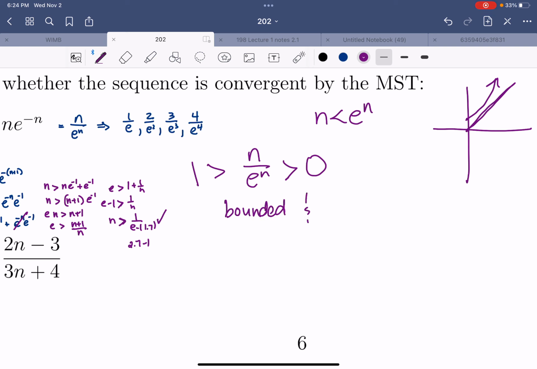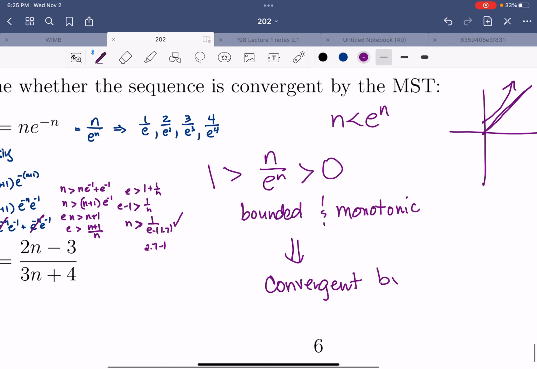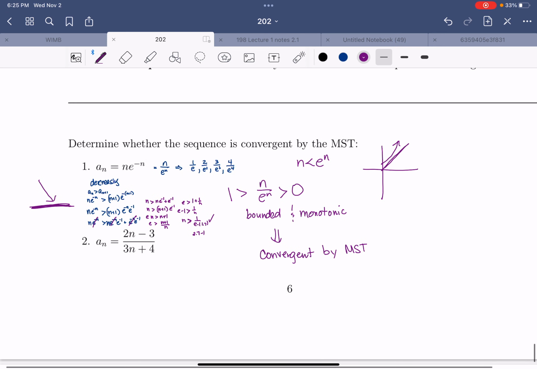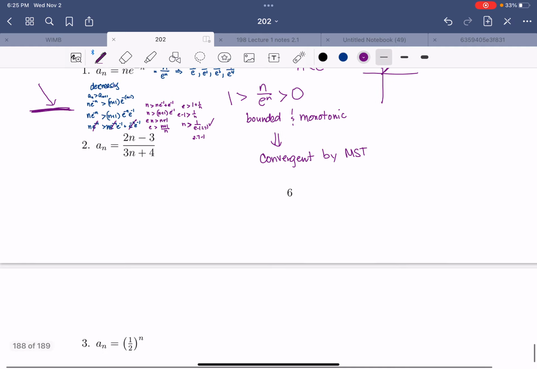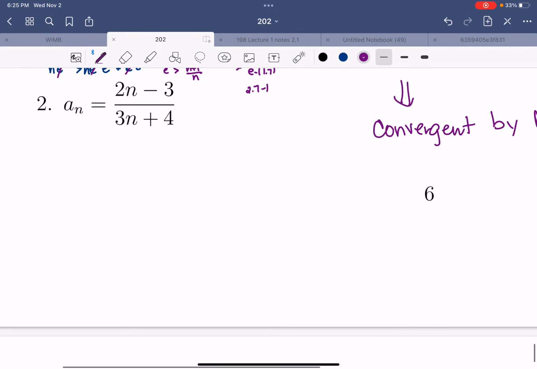And it's monotonic. In particular, we showed that it's decreasing, which implies that it is convergent by MST. Okay, so these are the types of questions that we're going to be working with. So there's a little bit of work to be done here when we're working with our sequences. Okay, let's take a look at this one.